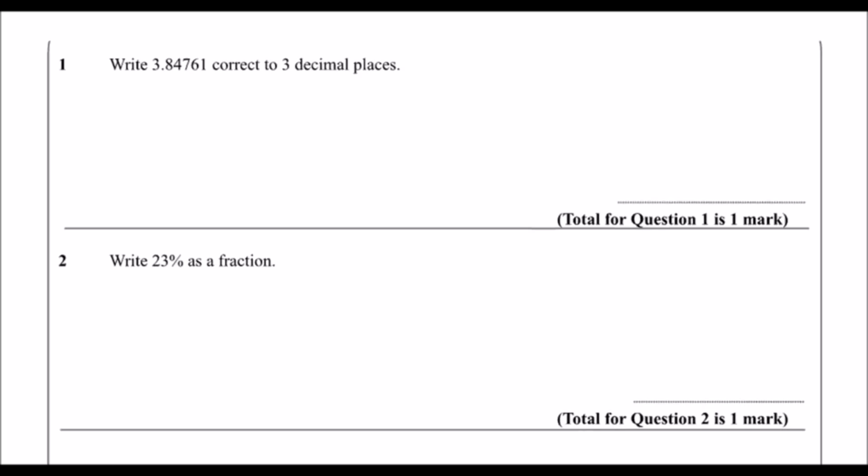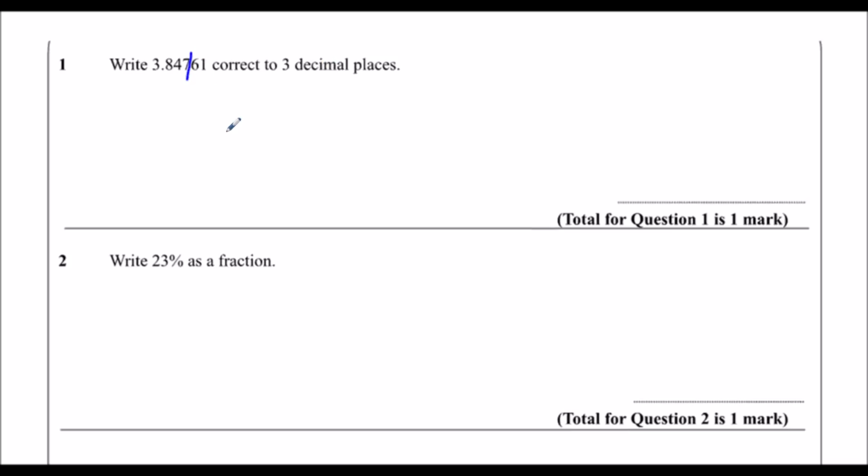Question 1. Write 3.84761 correct to 3 decimal places. So that's 1, 2, 3 numbers after the decimal point. Then we look at the next number, the 4th one after the decimal point, and we say, is it 5 or above? If it is, we round up. If it isn't, we leave it the same.